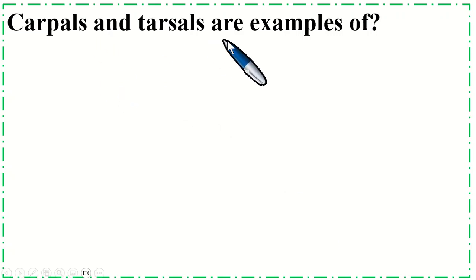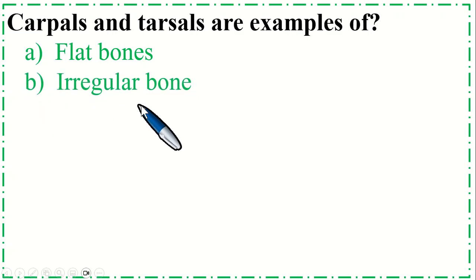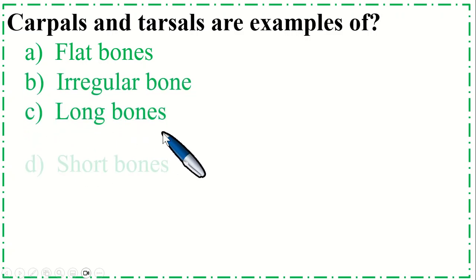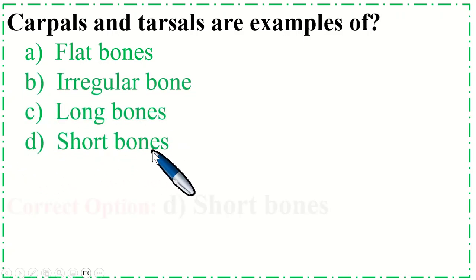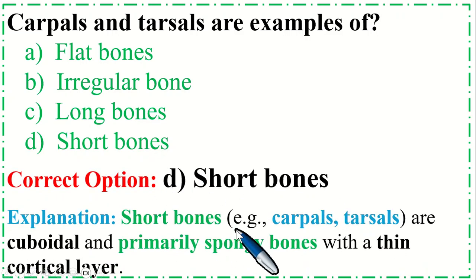Carpals and tarsals are examples of option A. Flat bone, B. Irregular bone, C. Long bones, and option D. Short bones. So the correct option is D. Short bones. Short bone, for example, carpals and tarsals, are cuboidal and primarily spongy bones with a thin cortical layer.